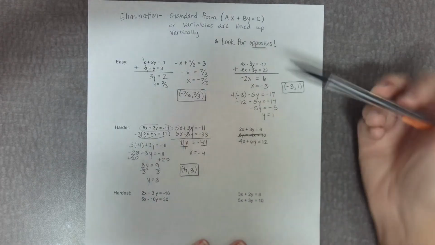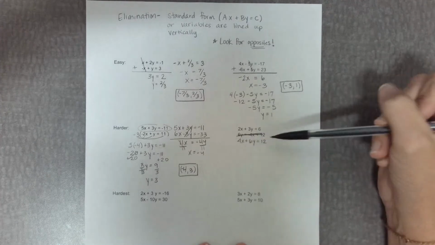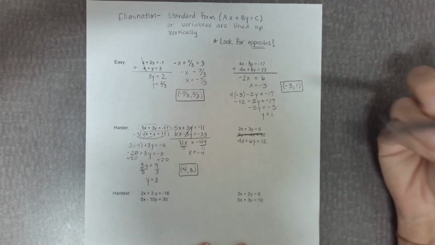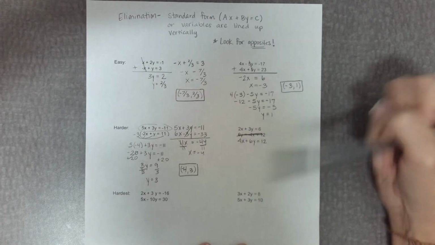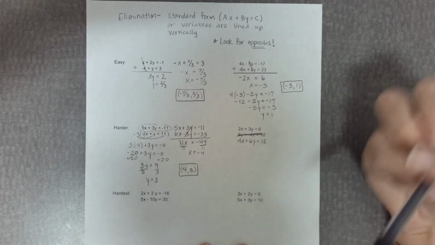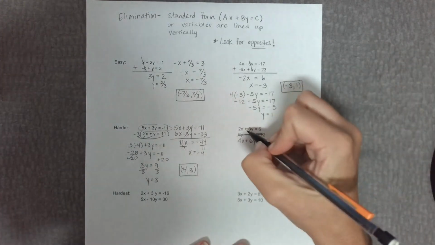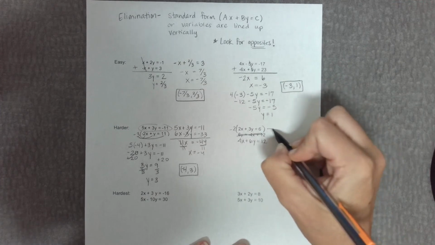Let's check and see if we have opposites. We don't. On our x's, we have a 2 and a 4. And on our y's, we have a 3 and a 6. So we want to create opposites. We can multiply the 2 by something and try to get a -4, or the 3 and get a -6. It's about the same either way. So take that top equation, multiply by a -2. Let's rewrite it.